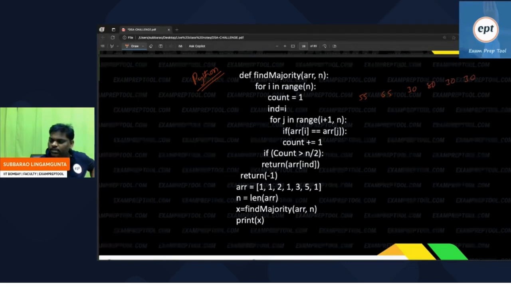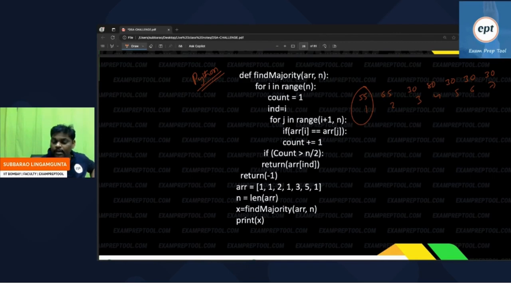So in total I think 6 people. 6 by 2 is 3. Let me write one more time: 30. So I think in total 7 people. The majority element exists, that is 30. 1, 2, 3, 4, 5, 6, 7. So what is the one simple idea? Take the element 55 and count how many times 55 will come. Take the first element.